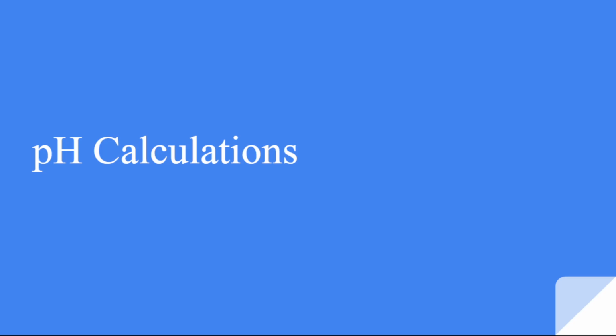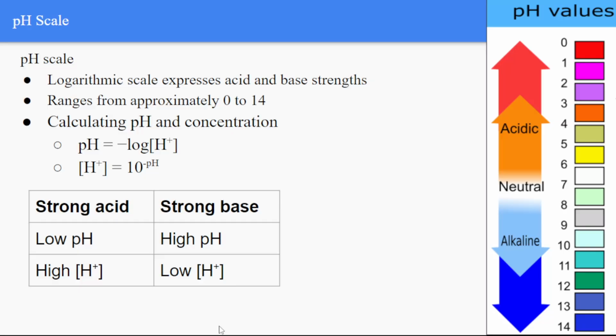In this video, we'll discuss how to calculate pH and hydrogen ion concentration. So the pH scale is a logarithmic scale that expresses the strength of acids and bases. It ranges from 0 to 14, but sometimes acids can have a lower pH than 0 and bases can have a higher pH than 14. We can convert pH and hydrogen ion concentration using two equations.